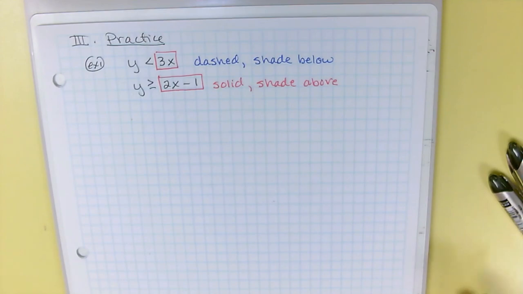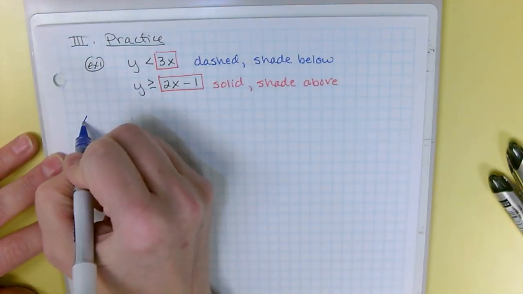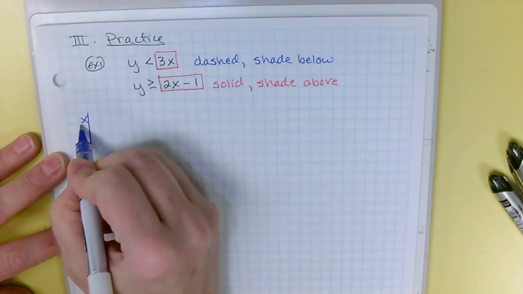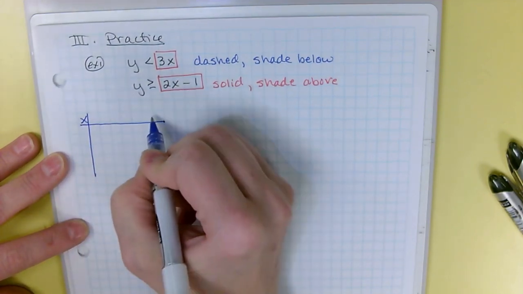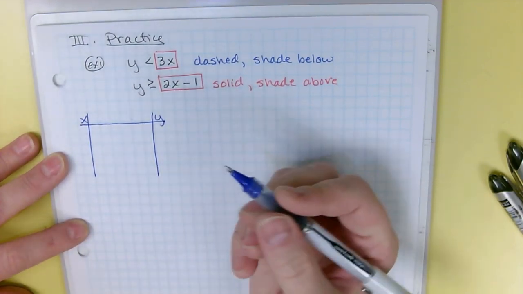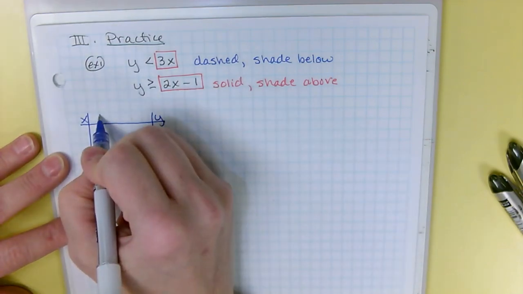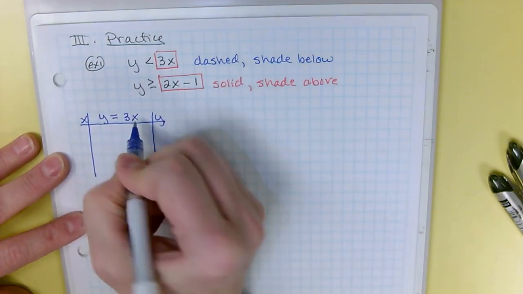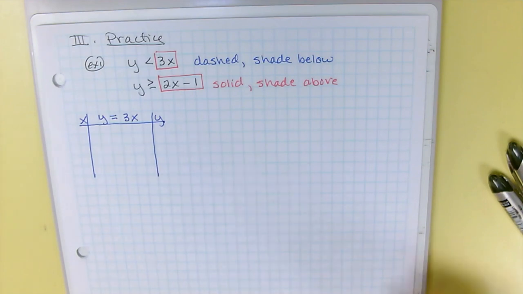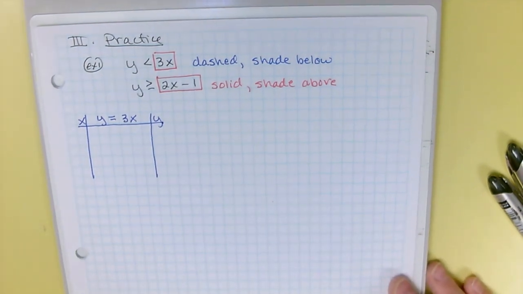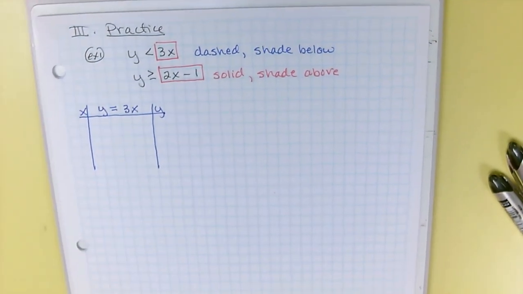Okay, so we figured out what type of line, which way we're going to shade. Now let's actually plot. So we're going to do the first one. And when you find your points, you're going to treat it like it's an equality. So you're going to treat it like y equals 3x, even though it's not equal to 3x, that's the only way to calculate the points of the line.